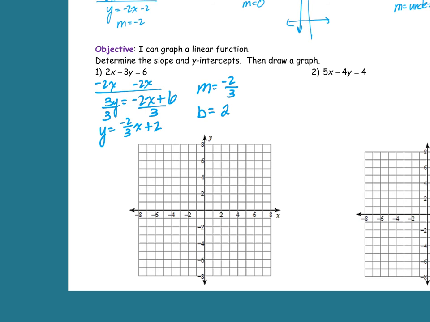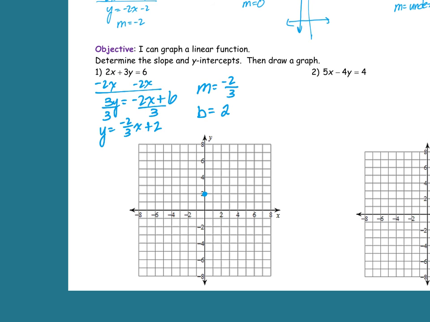So now when I'm going to graph this, where do I start? At 2, on the y-axis. I'm going to start at my y-intercept, at positive 2, so I'm going to put a point there. Now I start at that point. I don't start at 0, 0, but somebody asked me that the other day. Do I start at 0, 0? No, I start at my y-intercept.